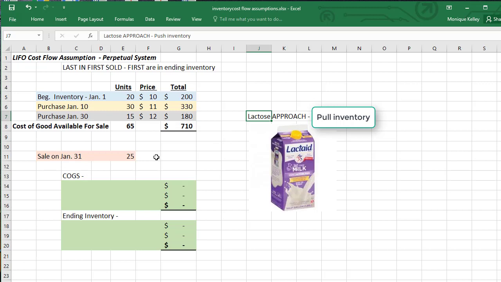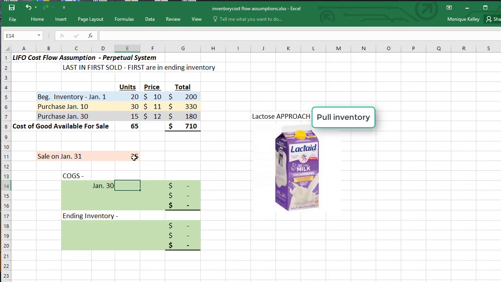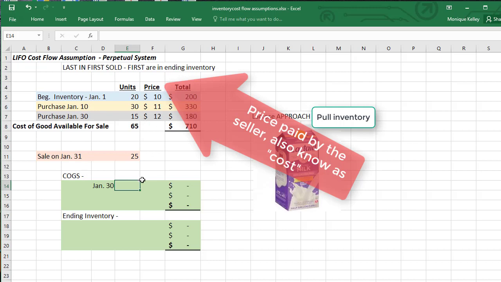Let's see. So what we'll do here is, again, we're selling 25 items on the 31st. This is clearly after January 30th. So on this date, we're going to assume that those that came in last, so that'll be January 30th, we'll use that to cost out the 25, and the price we paid on the last date was $12. So we had 15 units at 12. And again, we can't do the full 25 because we only have 15 in this purchase.